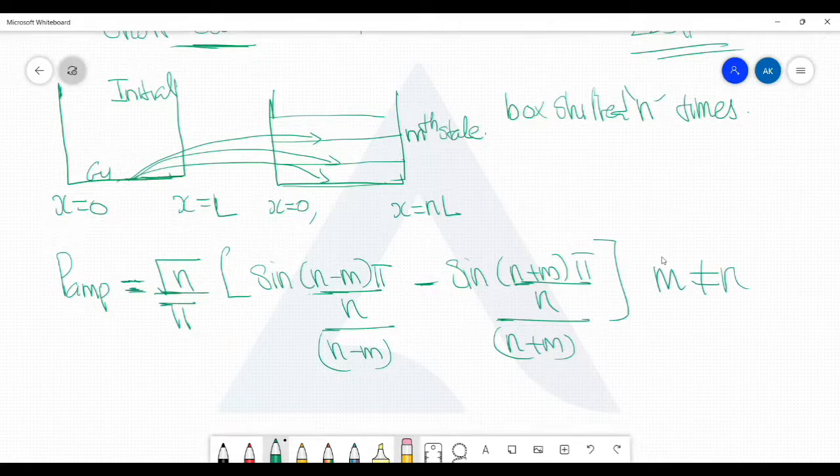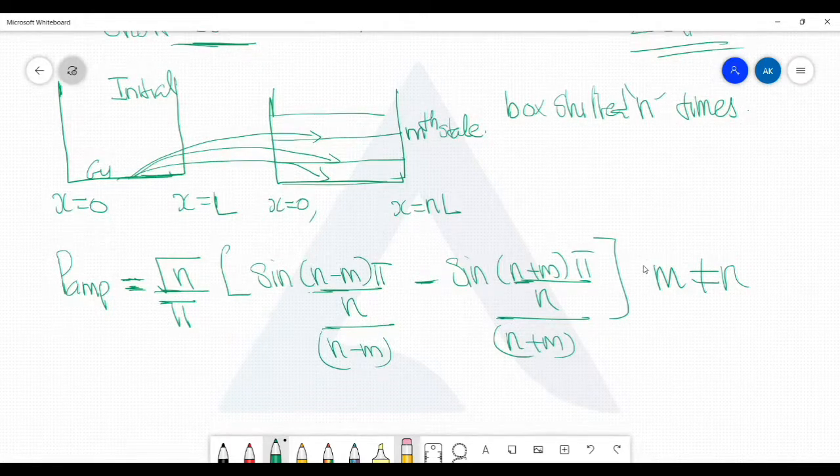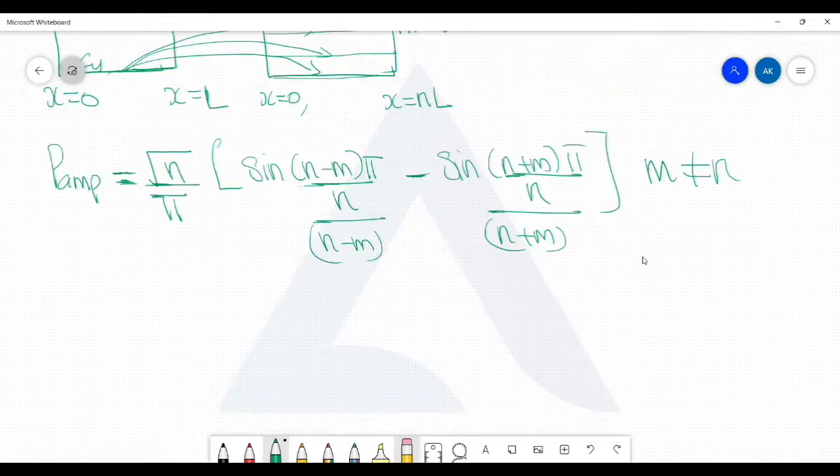That is for a different state. In that case, the probability amplitude in the equation is root n by pi, sine((n minus m) pi by n) by (n minus m), minus sine((n plus m) pi by n) by (n plus m). If m equal to n, the states are the same, and the probability amplitude is simply 1 by root n, where m equal to n.